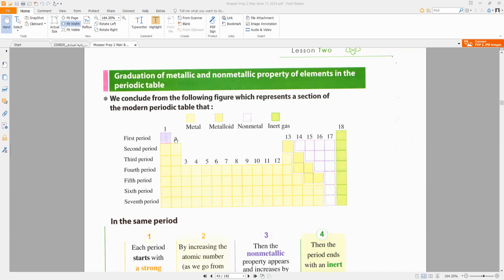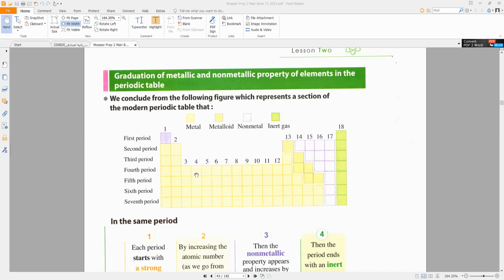As we study the atomic size, as we move from the left to the right side of the table, the atomic size decreases. But in the group, from up to down, the atomic size increases. The electronegativity also, from the left to right side, increases, and from up to down, it decreases. Today we'll talk about the metallic and non-metallic properties.